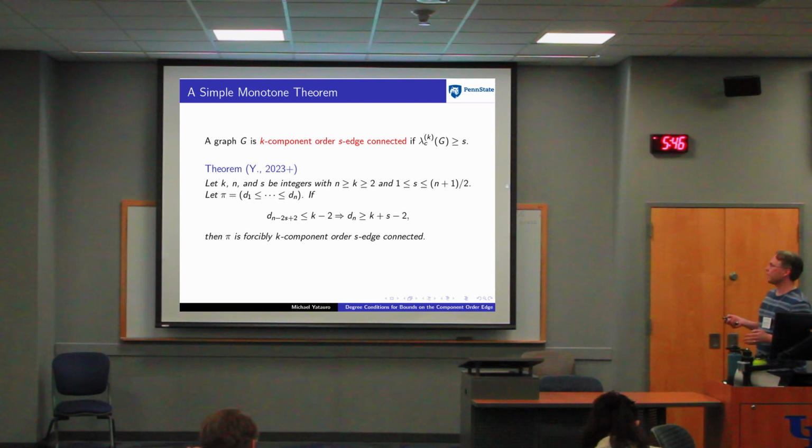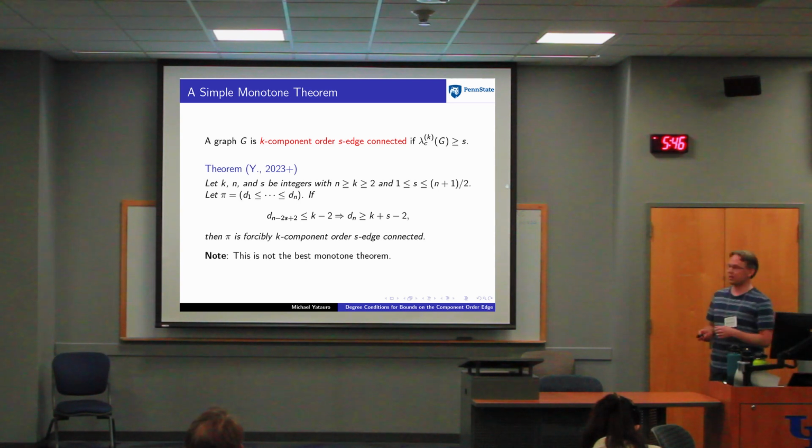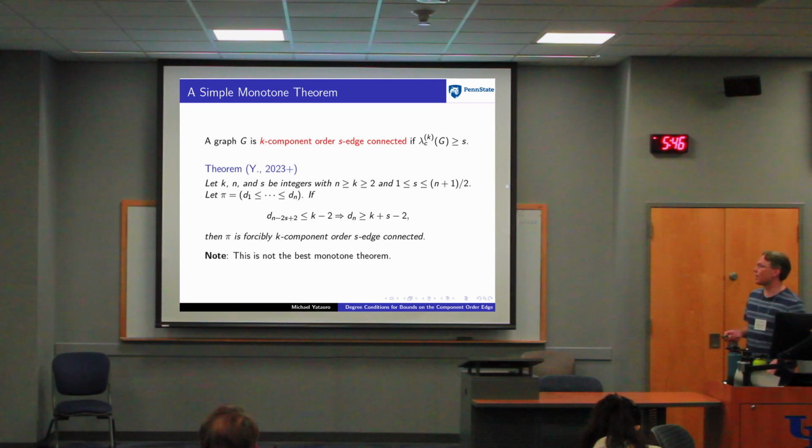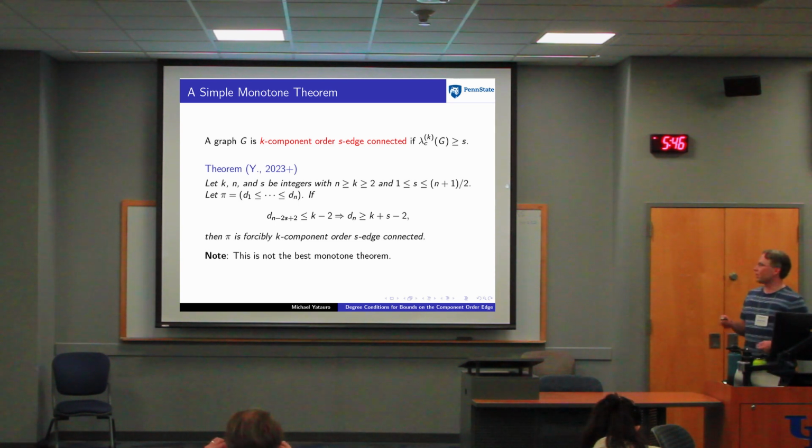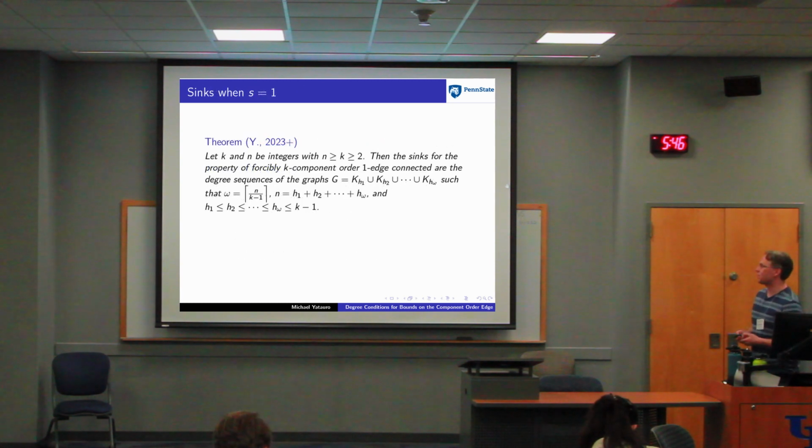It's a single implication. If it's met by the degree sequence or graphical sequence, then every realization will be K-component order S edge connected. It's not best monotone, however. Okay? It's not weakly optimal. So I started looking for which one is best monotone, which one does guarantee the weak optimality.